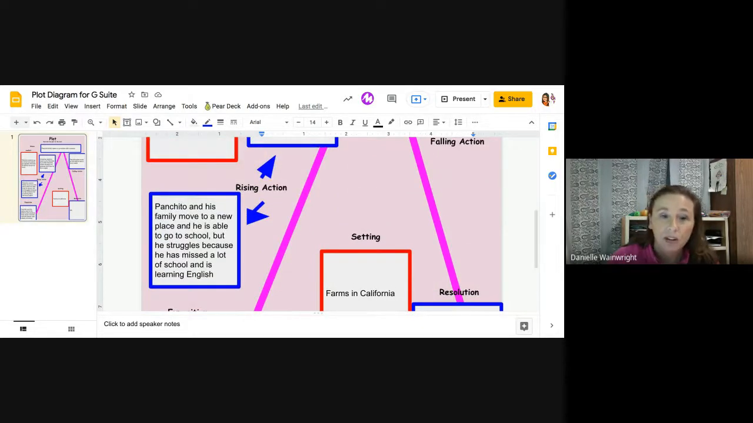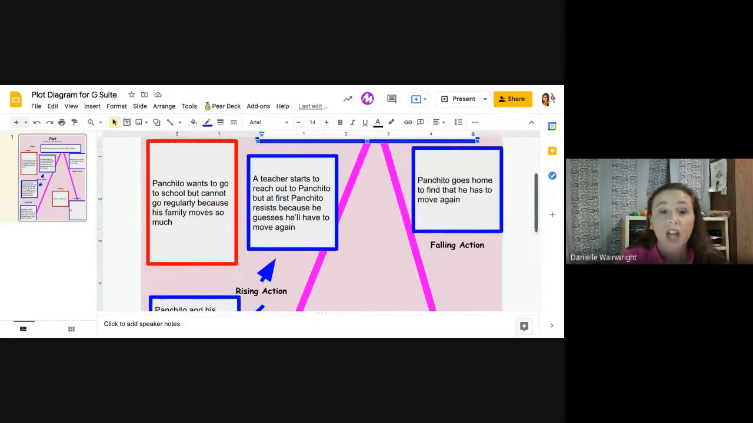Now, the next part of the story, Panchito and his family move, right, to a new place, and that's what they're doing when the story starts. And he's able to go to school, but he struggles because he's missed a lot of school, and he's learning English. Okay? Then a teacher starts to reach out to Panchito, but at first he resists because he guesses he'll have to move again. Now, a conflict, which is part of the rising action, right?